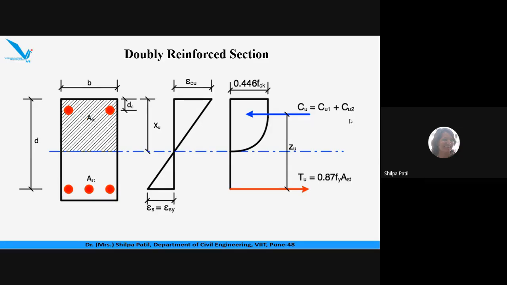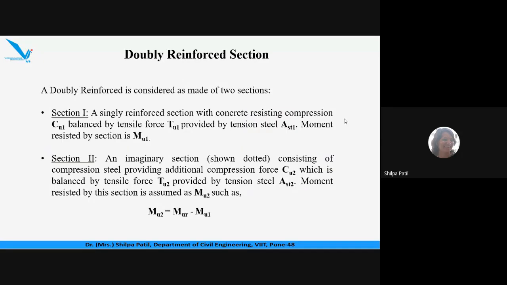When we do the analysis of a doubly reinforced section, we have to consider the same section in two modes. It is considered that the same section is made of two sections. Section 1 is considered as a singly reinforced section with concrete resisting compression Cu1, balanced by the tensile force Tu1 provided by tension steel AST1. The moment resisted by this section is denoted by Mu1.